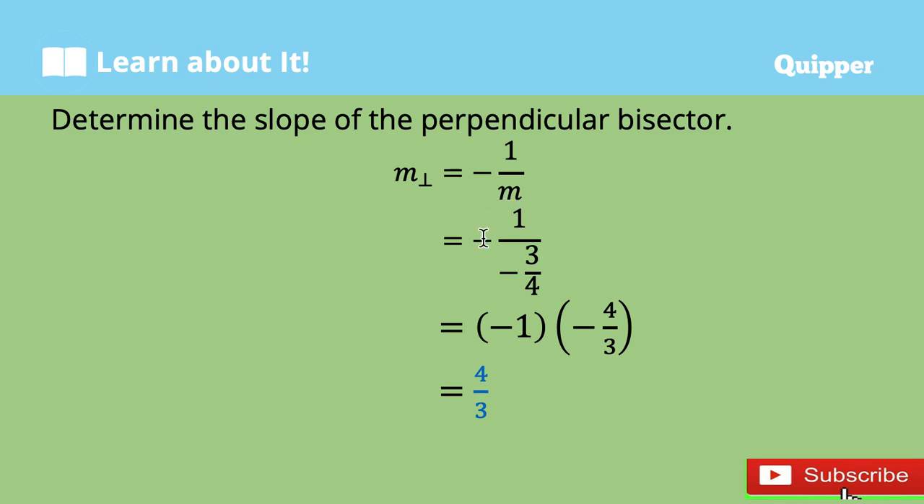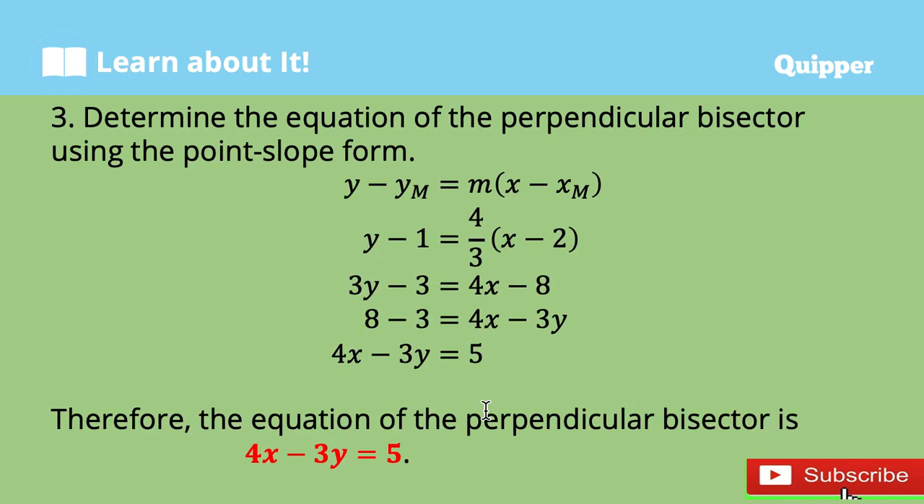Again, this is from division. Then you are going to proceed to multiplication by getting the reciprocal of the denominator. So negative 1 times negative 4/3, that is positive 4/3. And that is the slope of a perpendicular bisector. Now, since we already have the midpoint and the slope of a perpendicular bisector, we are now going to find the equation of the perpendicular bisector using the point slope form.